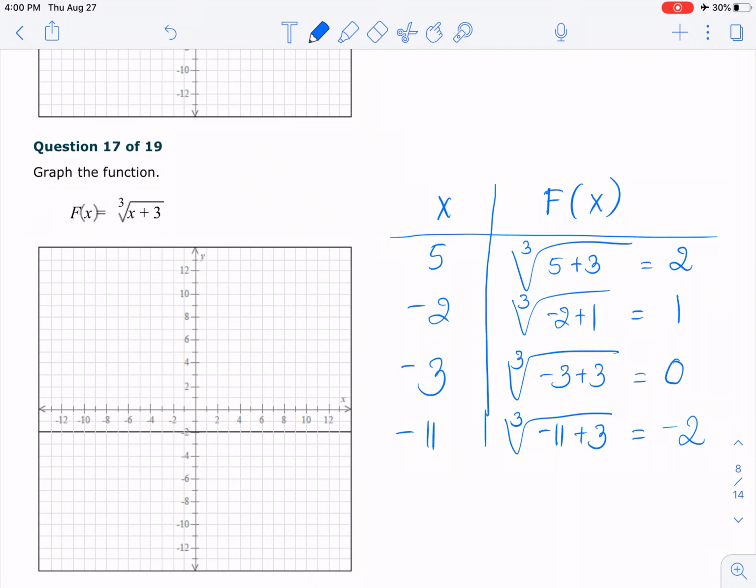Okay, let's just plot the points now. So we have -2, 1. We have -3, 0. And we have -11, -2. Okay, so the graph is going to go like this, with the curve right here.